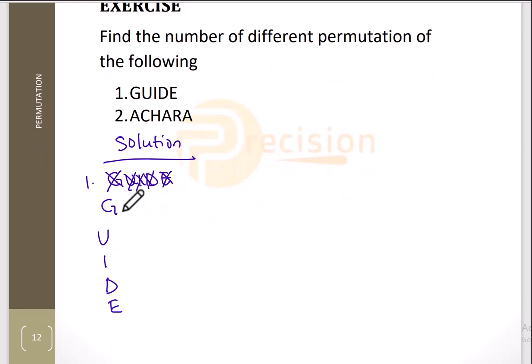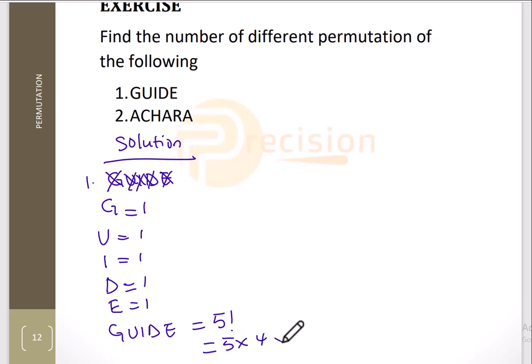From here, G appears just once, and U appears only once. So sorry, they did not repeat themselves. So because there is no repetition, the rule cannot apply. We just simply have guide, GUIDE, equal to 5 factorial, because we have 5 letters here. Remember, 5 factorial becomes 5 times 4 times 3 times 2 times 1.